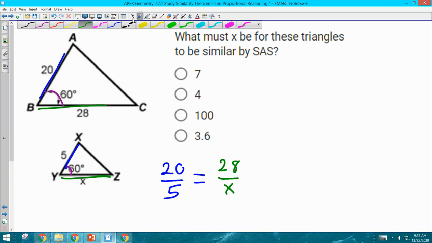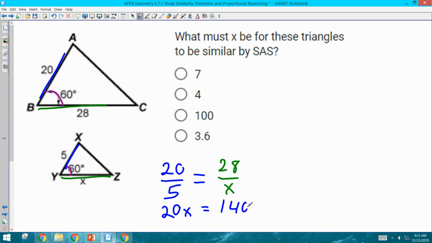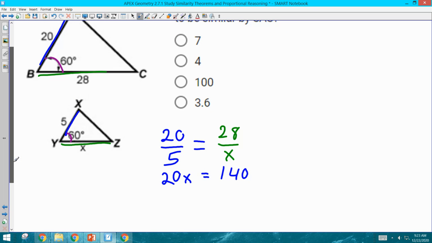So 20 times X is 20X, and 5 times 28, a little trick to multiplying 5 times anything: you multiply 28 times 10, that's 280, divide it by 2, that's 140. You can go ahead and check me with a calculator if you don't believe me. Last step, I'm going to divide by 20, and I get X equals 7.